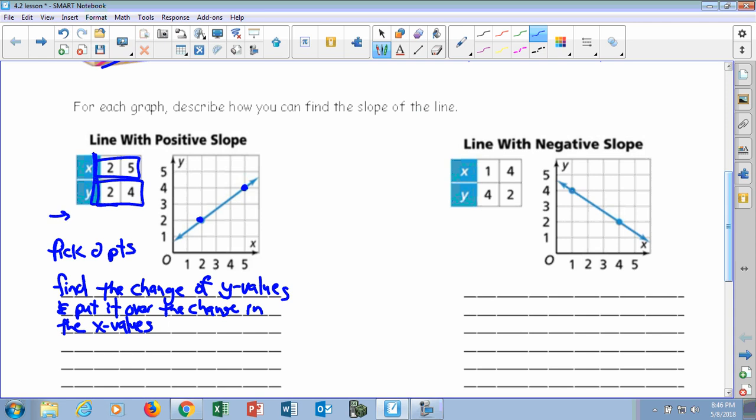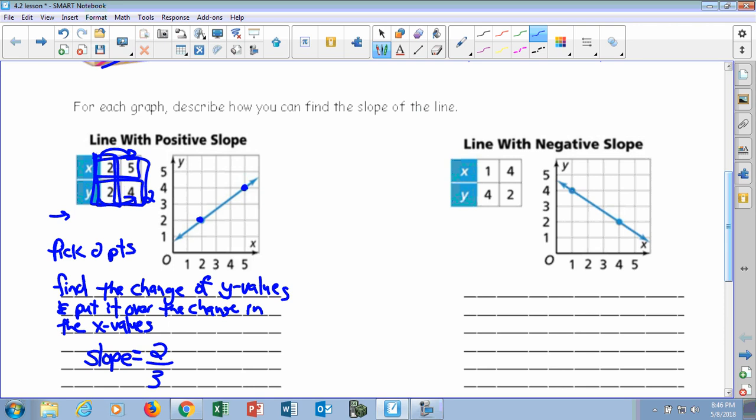2, 2, 5, 4. So the change from 2 to 4 is what? 2, right? So rise would be 2. And rise is what number, top or bottom? That's right, top. And then the change from 2 to 5 is what? 3. So our slope would be 2/3. So that's one way you can do it within the table itself.